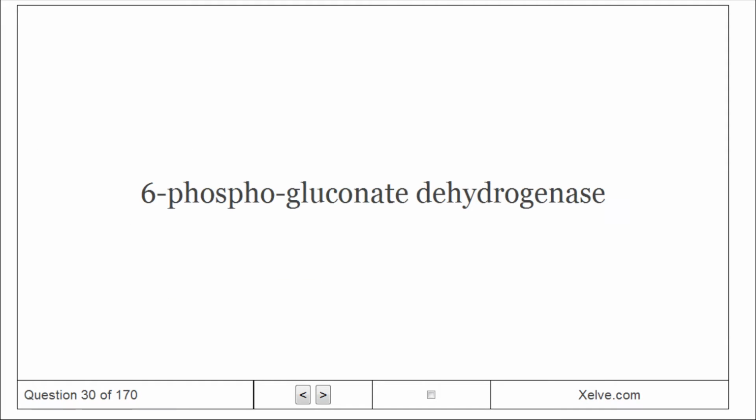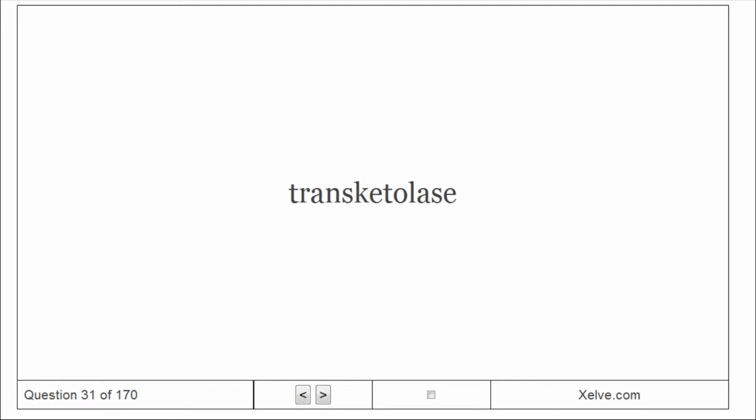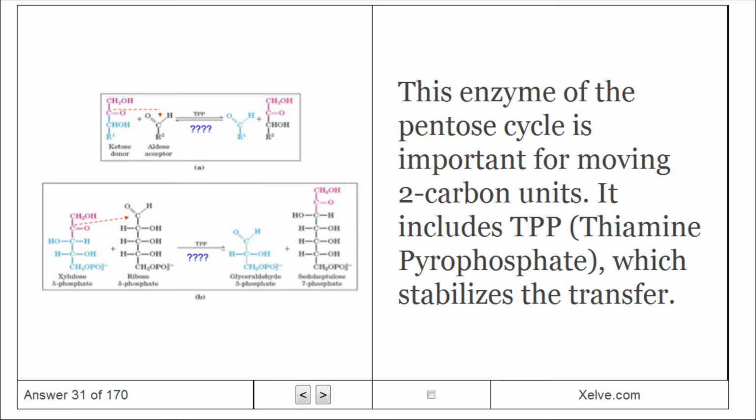2. 6-phosphogluconolactonase. 3. 6-phosphogluconate dehydrogenase. Transketolase: this enzyme of the pentose cycle is important for moving 2 carbon units. It includes TPP, which stabilizes the transfer.